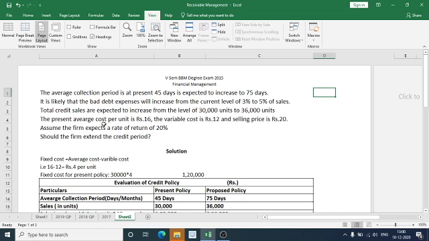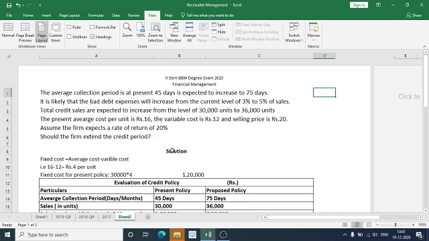The cost structure will be like this: the present average cost per unit is rupees 16, variable cost is rupees 12, and selling price is rupees 20. Assume the firm expects a rate of return of 20%. Should the firm extend the credit period? So here the firm wishes to go for a liberal credit policy. So we have to make an evaluation and find out whether there is any net gain or net loss.